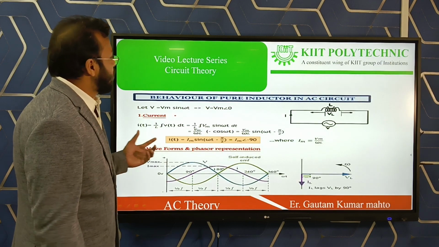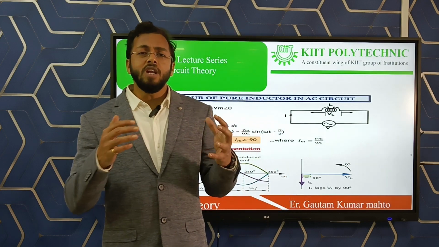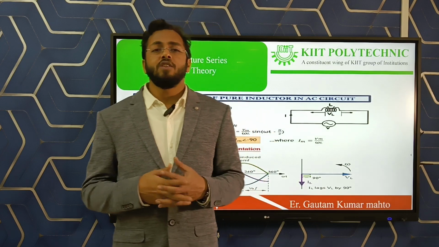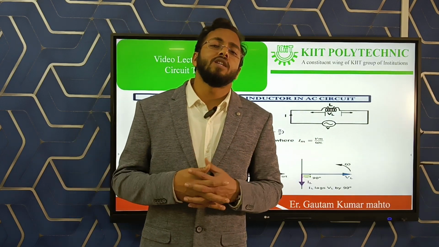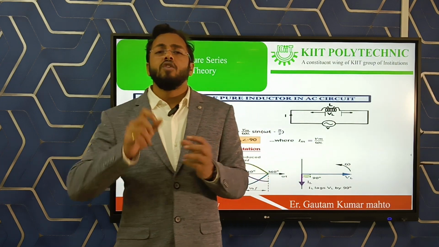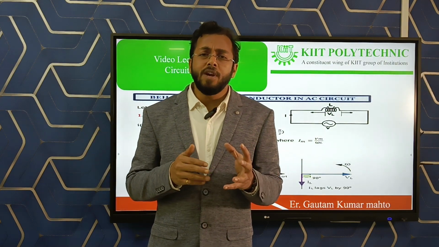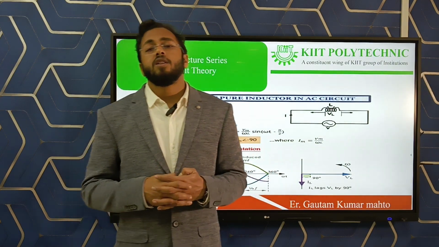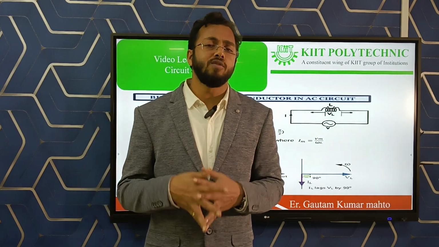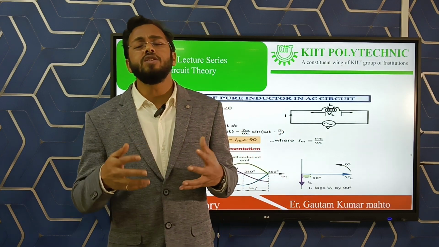Now, in a resistive circuit, voltage and current are in the same phase, and therefore the phase difference is 0. As the phase difference is 0, the power factor is 1. What is power factor? Power factor is the cosine of the phase difference between the voltage and current. The phase difference between the voltage and current in the resistive circuit is 0, as we already saw. That's why we can say that the cosine of 0, cos 0, is 1.